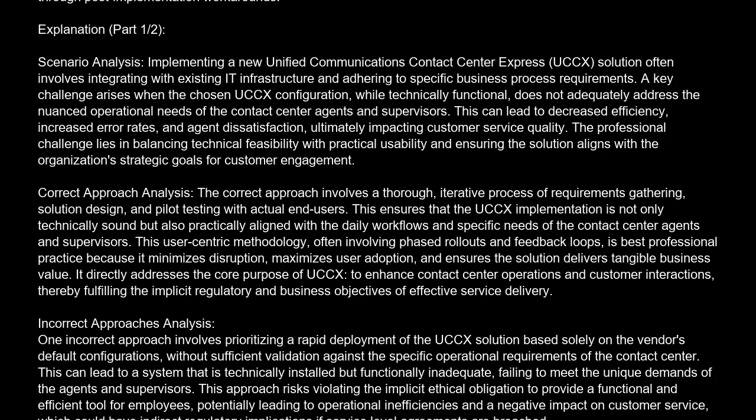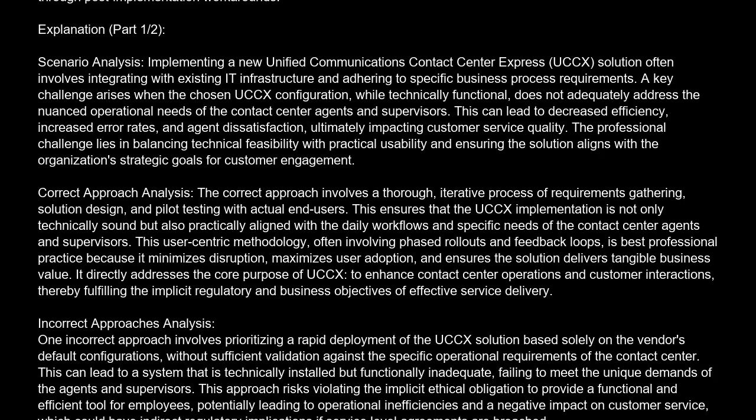Correct approach analysis. The correct approach involves a thorough, iterative process of requirements gathering, solution design, and pilot testing with actual end users. This ensures that the UCCX implementation is not only technically sound, but also practically aligned with the daily workflows and specific needs of the contact center agents and supervisors.